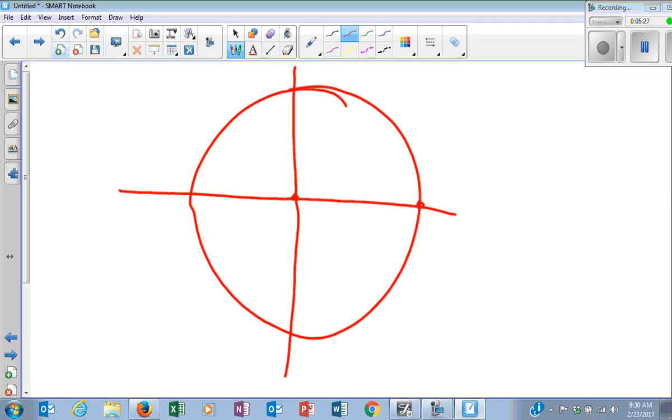So what are my other special ones that we've done on the unit circle? 30, right? We did 30 degrees. Well, if this is 30 degrees, and I go straight down, this has to be 90. What does that mean this guy has to be? So remember our 30, 60, 90 triangle.